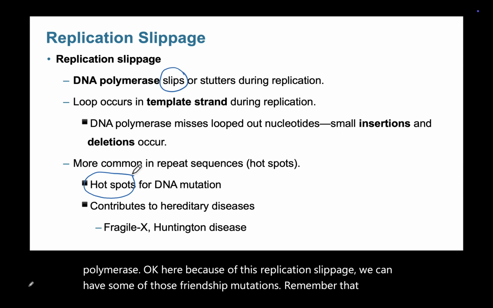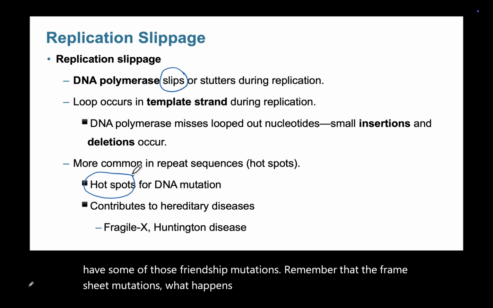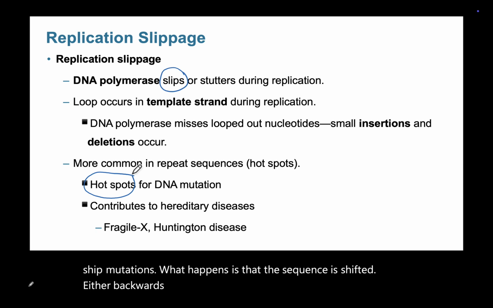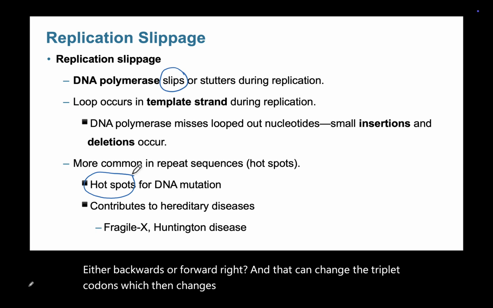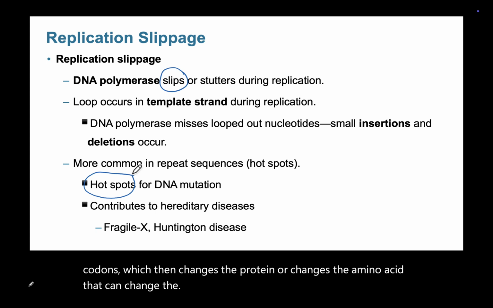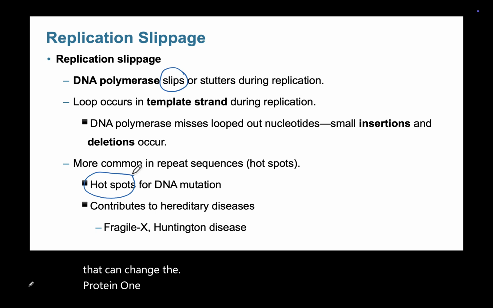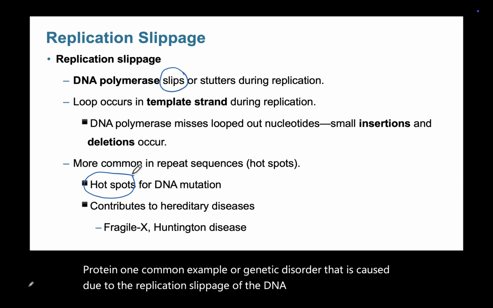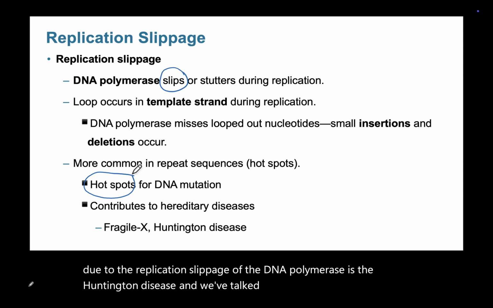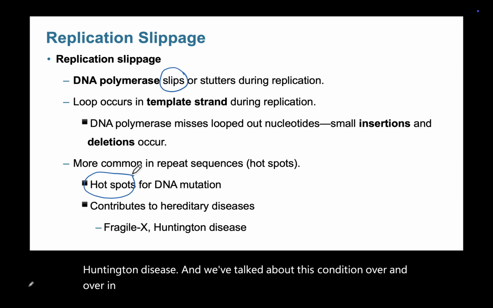Remember that with frameshift mutations, the sequence is shifted either backwards or forward, right? And that can change the triplet codons, which then changes the amino acid, and that can change the protein. One common example of a genetic disorder caused by the replication slippage of the DNA polymerase is Huntington disease. And we've talked about this condition over and over in our classes.